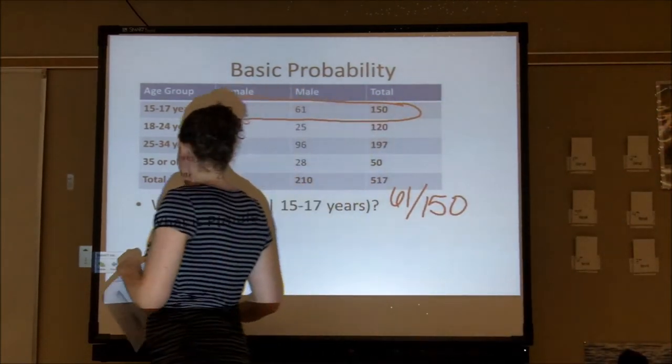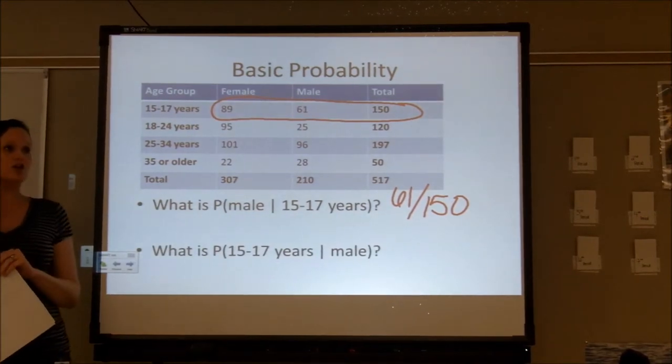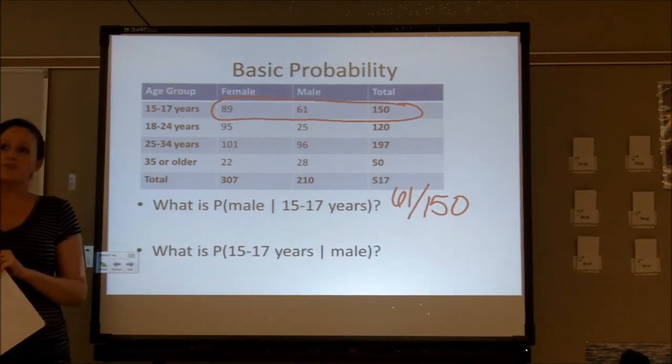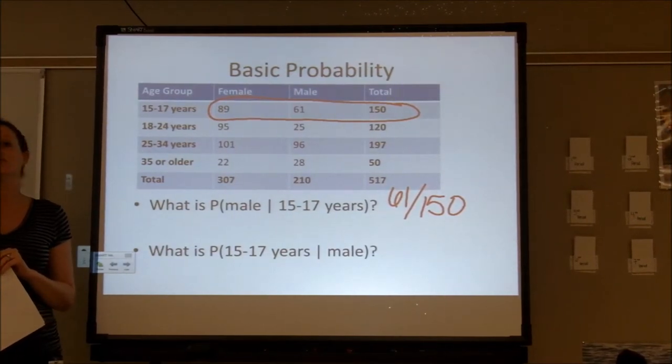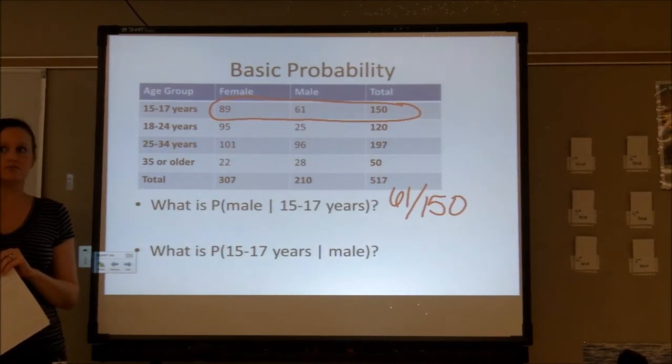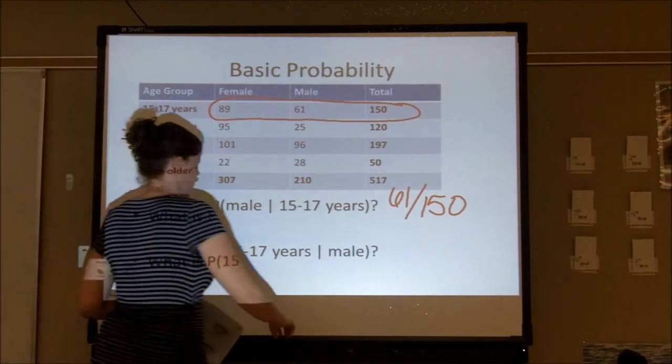Cool. Okay. What is the probability of choosing a 15 to 17 year old given that the person I choose is male? Is that the same thing? No, it is not. Michelle? 61 over 210. Good.